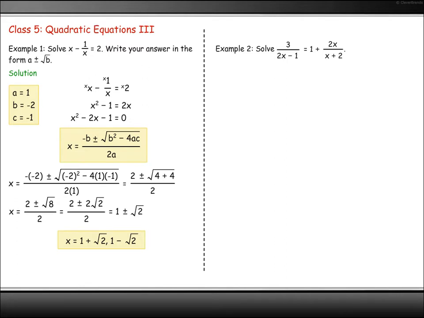Example 2. Solve 3 over 2x minus 1 is equal to 1 plus 2x over x plus 2. Multiply each term by 2x minus 1 times x plus 2 to get rid of all the fractions. The 2x minus 1 brackets cancel, leaving 3 times x plus 2.